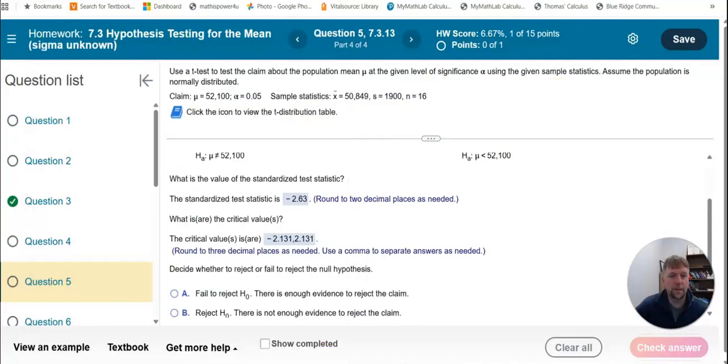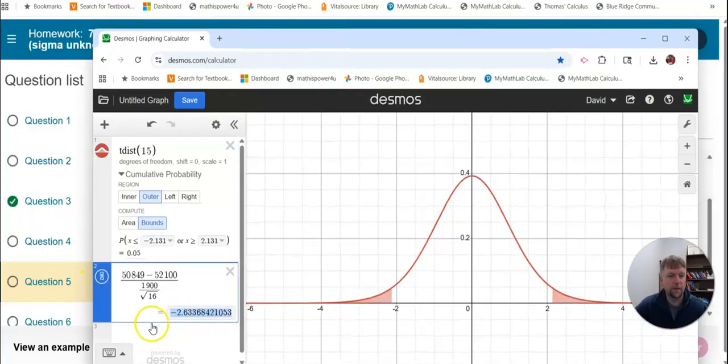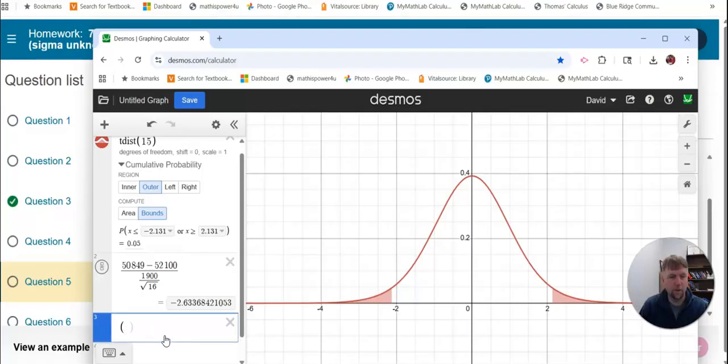So my test statistic here was negative 2.63. You can always copy this and then open a parentheses like you're going to plot a point, because this is like a point on the number line. Paste that and then put comma 0 to put it on the x-axis. And then you can see that's my test statistic, and it is in the rejection region.